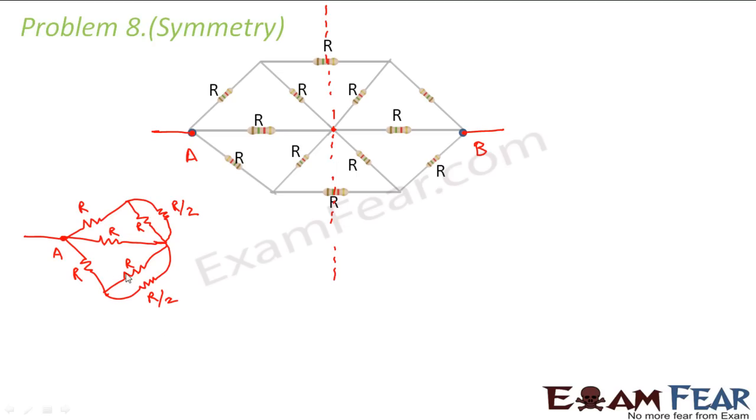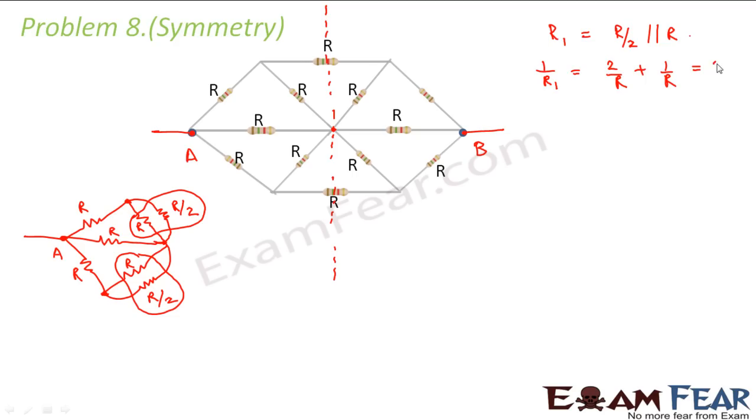If you look at it, you can see that this R and R by 2 are in parallel. Similarly, this R and R by 2 are in parallel because these two resistors have their starting point and ending point as the same, right? So let us calculate the values of equivalent resistance. Let us call their equivalent resistance as R1. So R1 is the equivalent resistance of parallel combination of R by 2 and R. Therefore, 1 by R1 is equal to 2 by R plus 1 by R, that is equal to 3 by R, or you can say R1 is equal to R by 3.